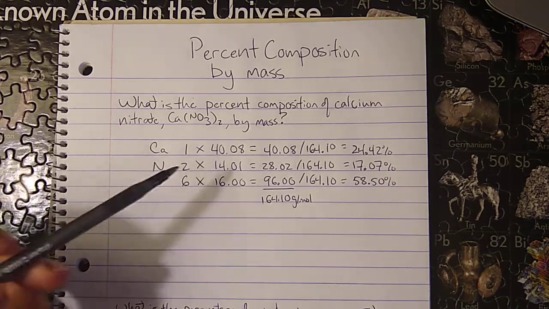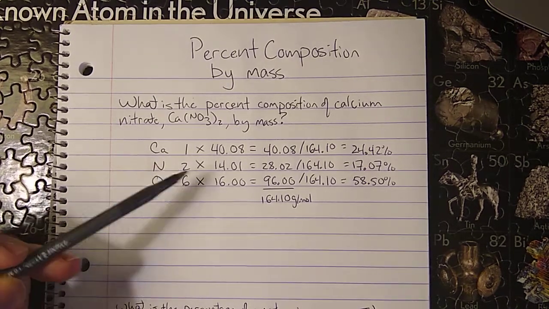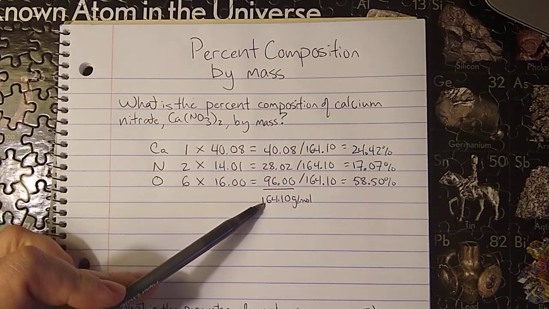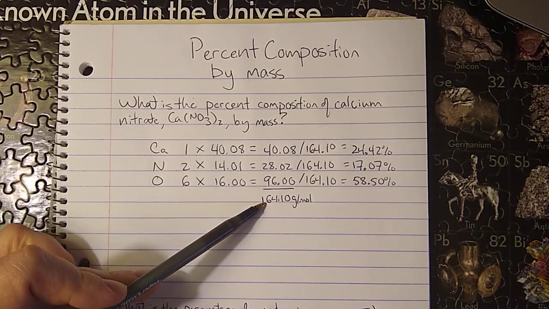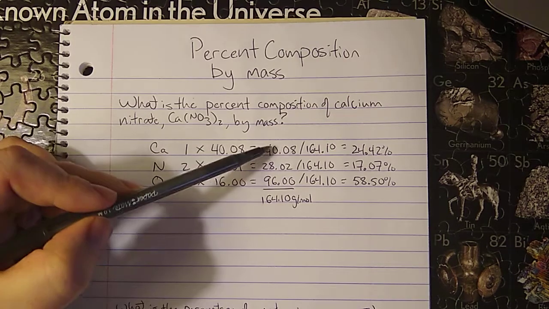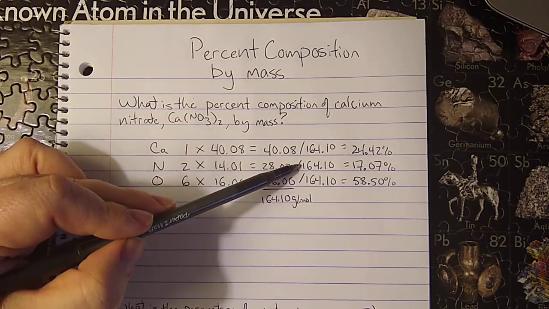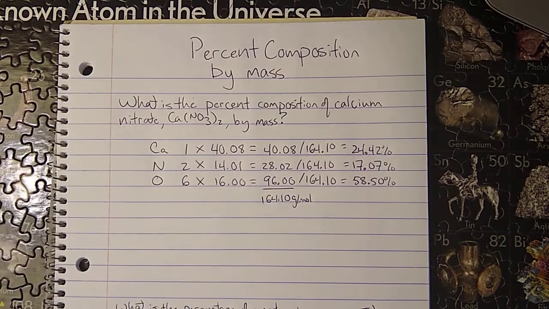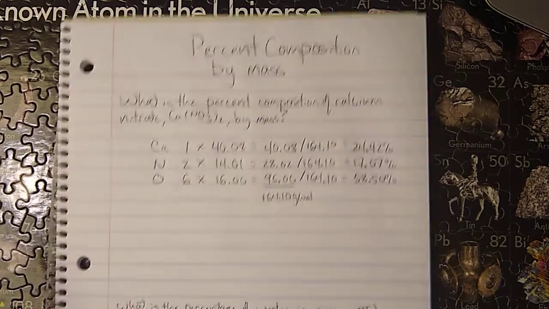So find the molar mass of the compound, take the subscripts, multiply by the mass in the periodic table, and then add them all up to get the molar mass for the compound. Then divide each of the elements by the total molar mass to get their percentages. Let's do another example.